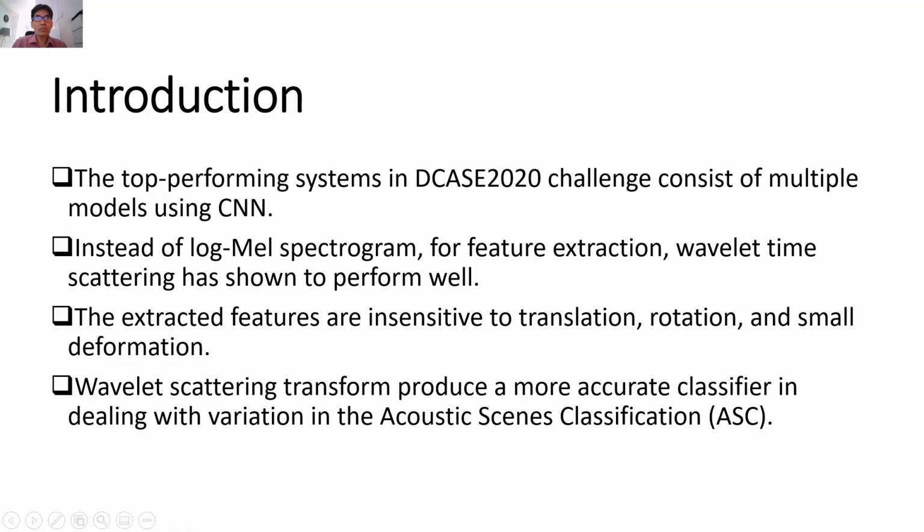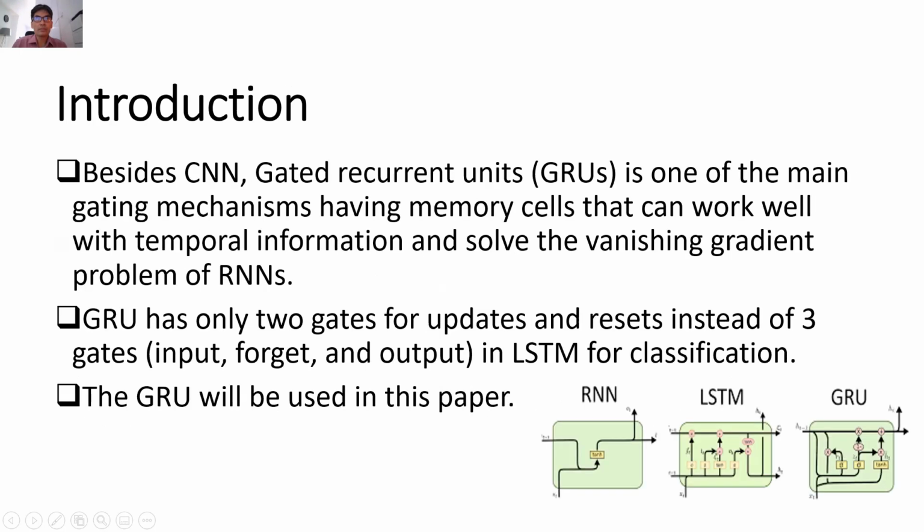Instead of log mel spectrograms for feature extraction, wavelet time scattering has been shown to perform well. The extracted features are insensitive to translations, rotations, and small deformations by the wavelet scattering. And it can also produce a more accurate classifier in dealing with variations in the ASC.